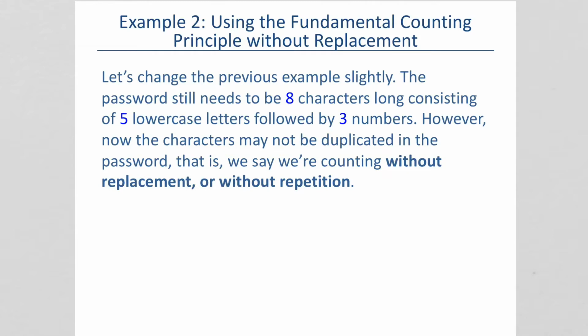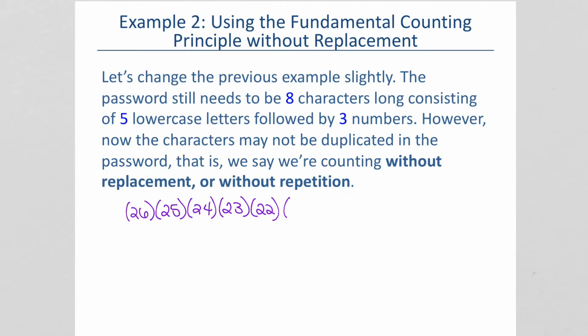Let's change the previous example slightly. So you still need a password with 5 lowercase letters and 3 numbers. However, now the characters may not be duplicated in the password, so it's without replacement. So there's 26 letters that you would initially have access to, but you've already used one, so the second time you only have 25. Now you've used 2 of the letters, so there's only 24. Then you've used 3, so there's only 23. And then 22. So that's multiplied 5 times.